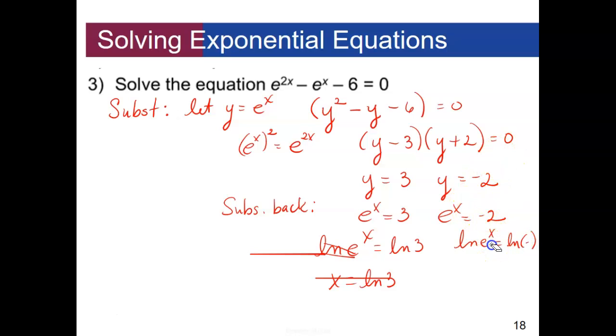Okay, so we take the ln of both sides. This would be x. Here we have a little bit of a problem. If you put ln of -2 in your calculator, you're going to get an error. So when we get that error, what it's telling us is that we have a domain restriction. We can't take any log of a negative number, so we get no solution for this part of our equation. So we only have one answer, and that answer is over here, and that's ln of 3.